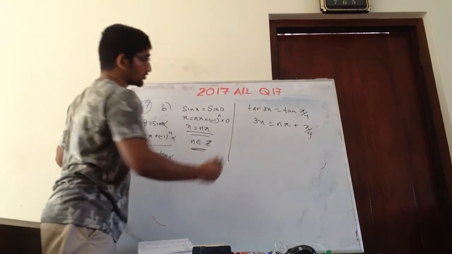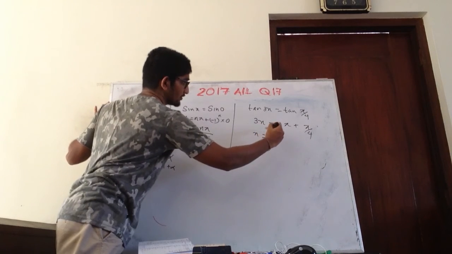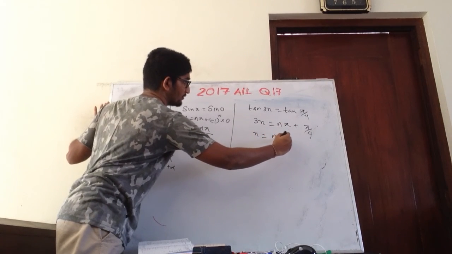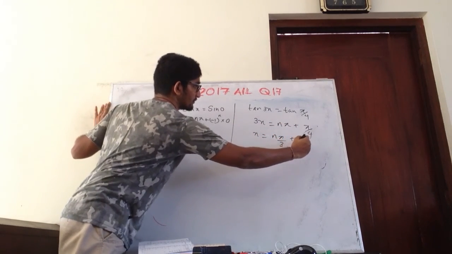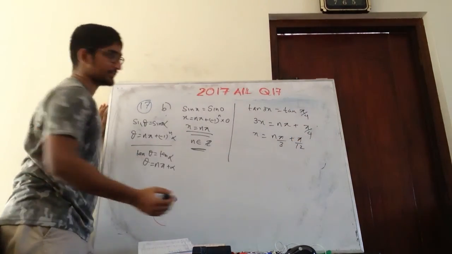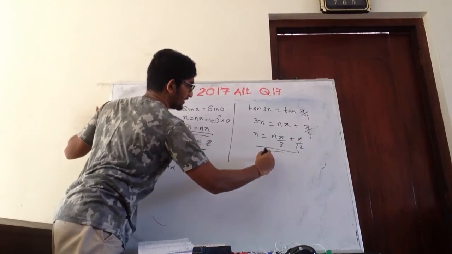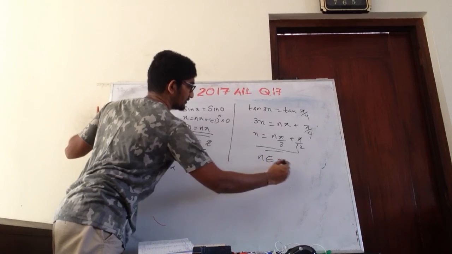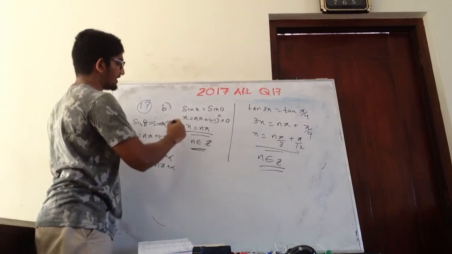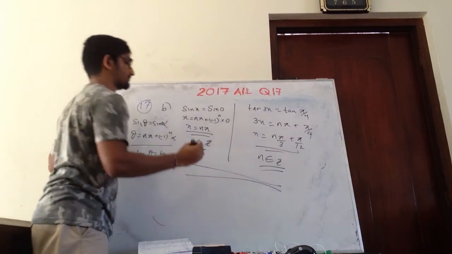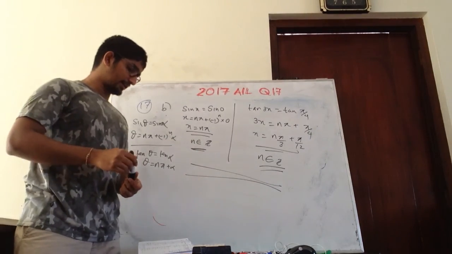So here we get x as, I'm just going to divide this now, you get this, and then you say n is an integer. So now this is basically the answer, and that ends the question.